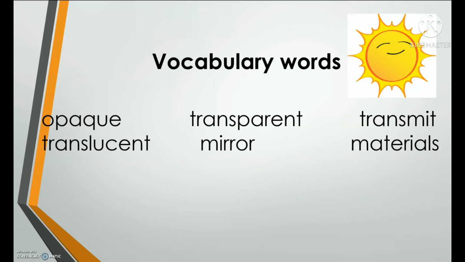Now listen again as I read the second set of words. Translucent, mirror, materials. Now repeat after me. Translucent, mirror, materials. Very good.